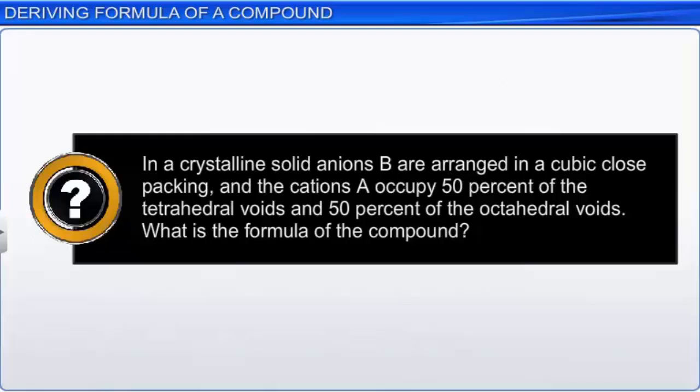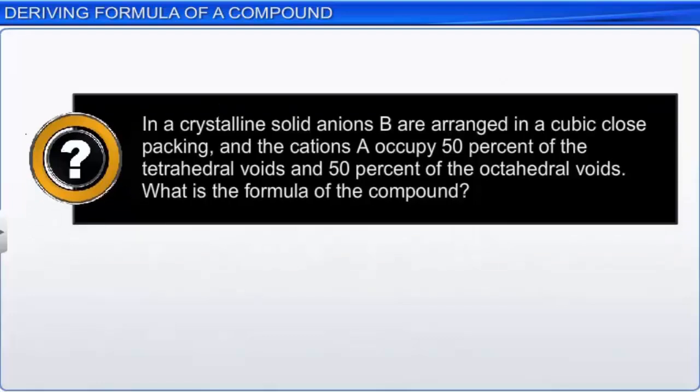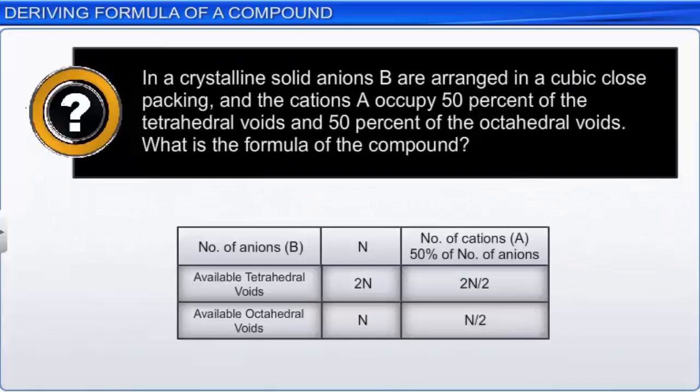In a crystalline solid, anions B are arranged in a cubic close packing, and the cations A occupy 50% of the tetrahedral voids and 50% of the octahedral voids. What is the formula of the compound? Now anions B are arranged in cubic close packing. If n is the number of anions B, then the number of available tetrahedral voids is equal to 2n, and the number of available octahedral voids is n.